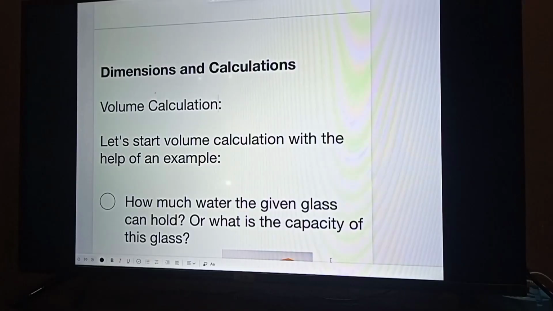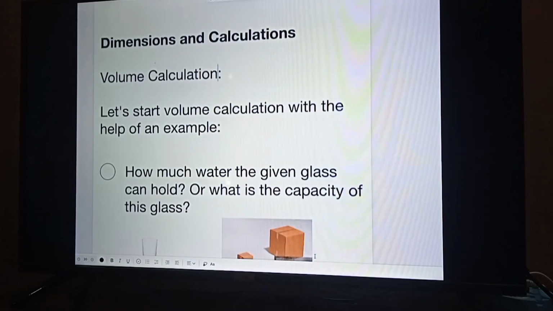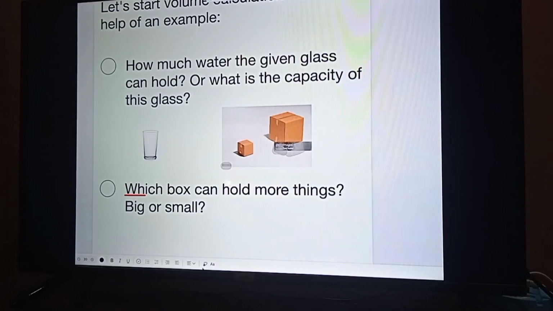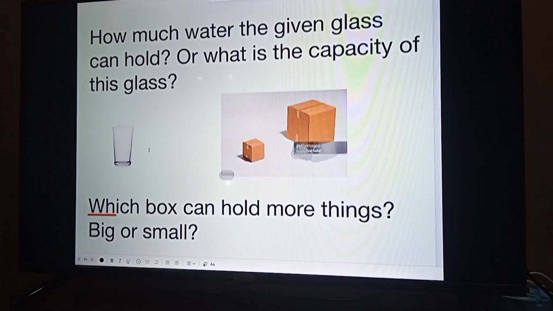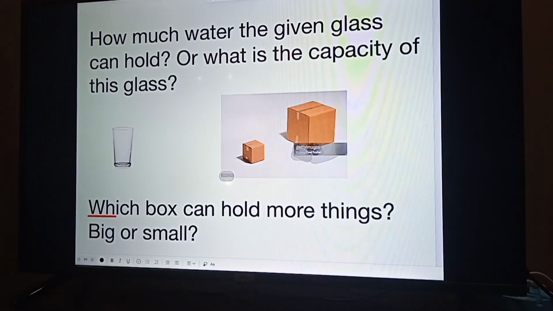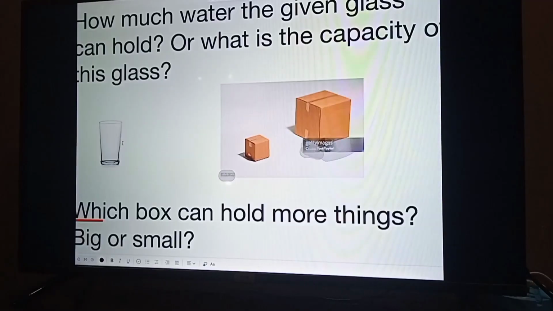In dimensions and calculations, our today's topic is volume calculation. Volume means how much space something takes or how much it can hold. For example, we have a glass. So what is the capacity of this glass? Meaning how much water the given glass can hold.